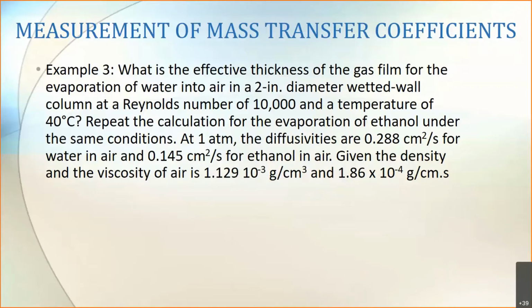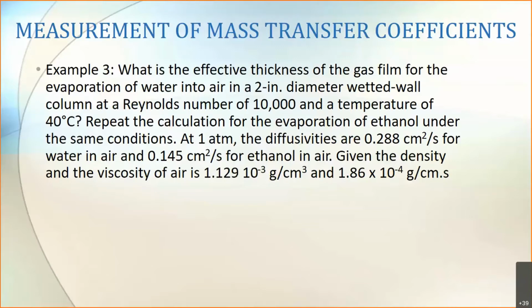At 1 atm, the diffusivities are 0.288 centimeters squared per second for water in air and 0.145 cm squared per second for ethanol in air. Given the density and viscosity of air is 1.129 times 10 to the power of -3 gram per cm cubed and 1.86 times 10 to the power of -4 gram per cm second.